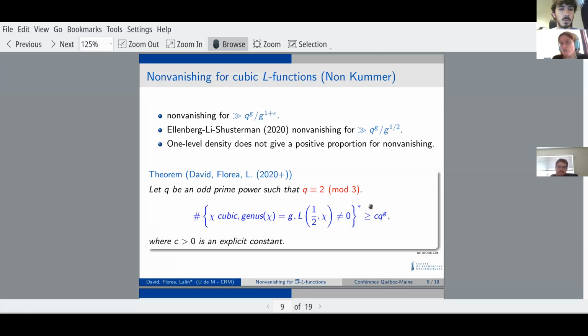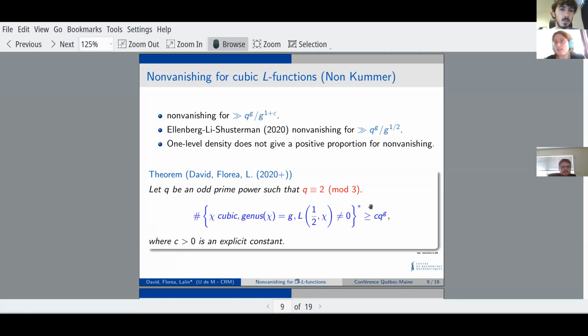For the non-Kummer case, with this first moment and some bounds for the second moment, the immediate result that one gets is non-vanishing of q to the g over g. So this is kind of the same as what we had before, x over log x. So it's good, but maybe not so good. Then there's another paper by Ellenberg, Lee, and Schusterman, where they actually improve this to q to the g over square root of g.